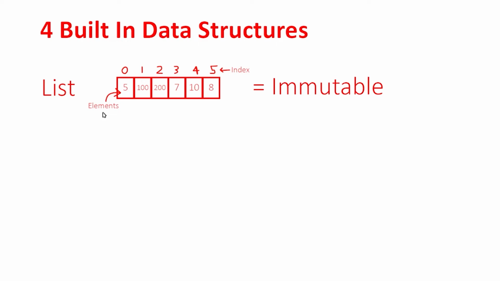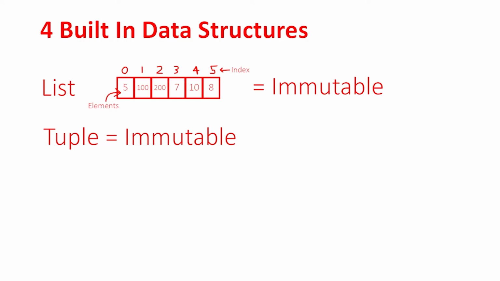The important thing to remember with lists is that they're mutable. This is a keyword that's very important. Lists are mutable because you can modify them. The second type of data structure that I'd like to discuss is a tuple.